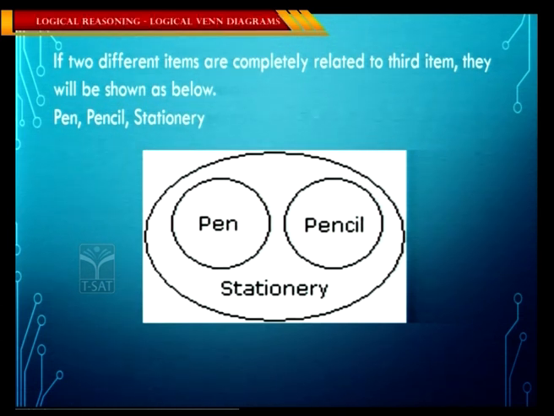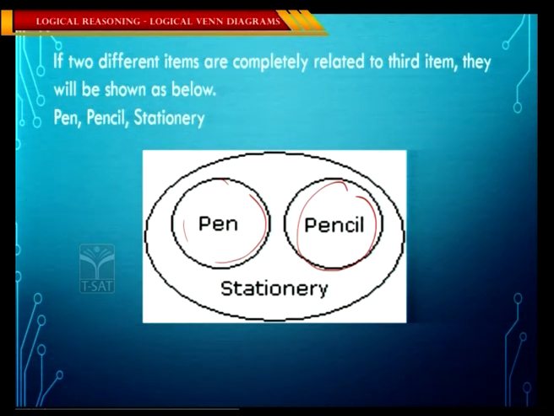If there are two different items that are completely related to the third item, they will be shown as below: pen, pencil and stationery. Pen is a stationery, pencil is also stationery, and pen and pencil are two different things. Since these two are different things, we can represent pens and pencils with different circles, but basically pen and pencil are parts of stationery. So, when you consider stationery as a circle, and pen and pencil as other circles, the pen and pencil circles lie inside the stationery.